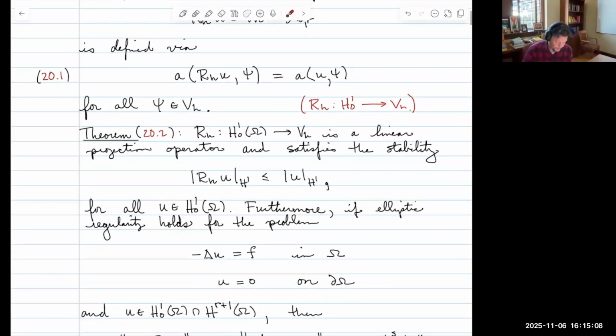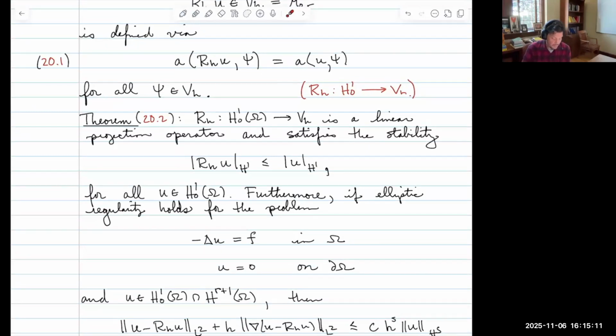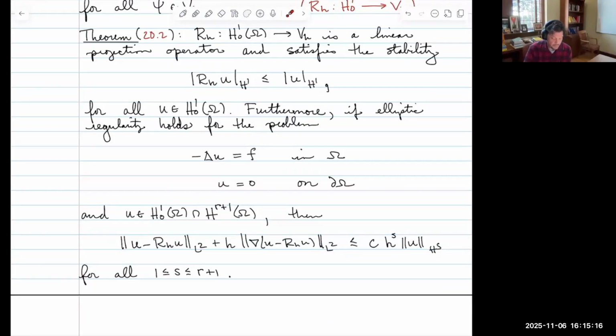Now, furthermore, if elliptic regularity holds for the problem, you remember what elliptic regularity means. It means if f is an L2 function, then actually u is an H2 function, and I have some other nice features as well. If that's true, and we have this additional smoothness, then we have this estimate: the difference between u and R_h u is less than this amount.